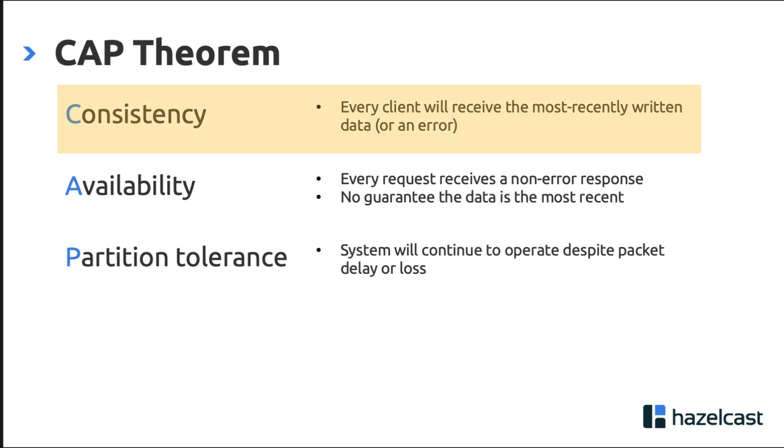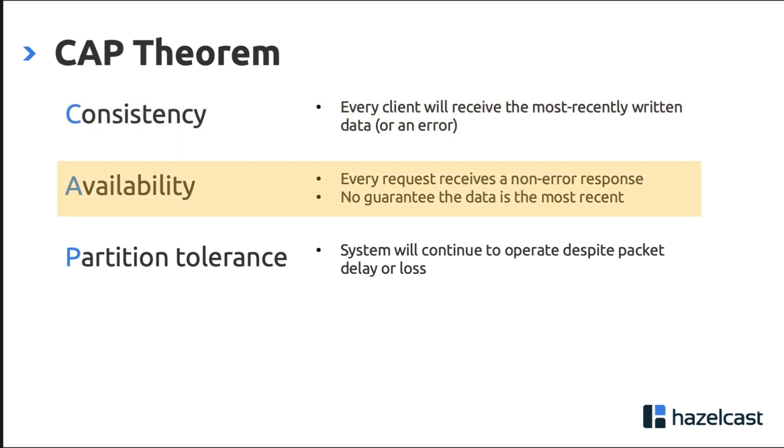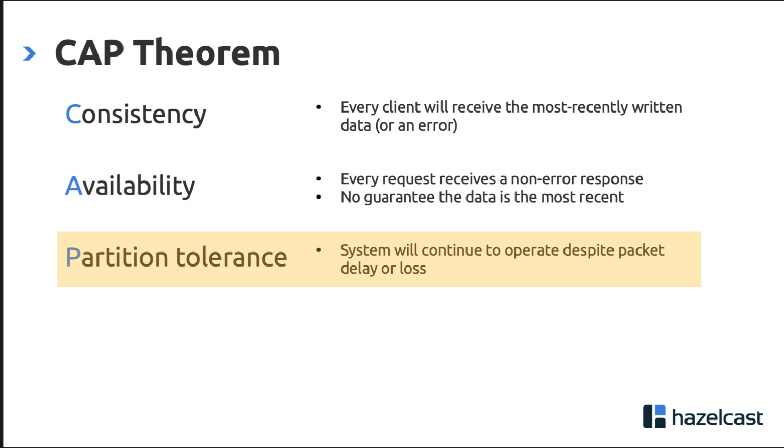Consistency means that a client requesting data will always receive the most up-to-date entry. If the system cannot guarantee that the entry is up to date, it will return an error. Availability means that the system will respond to a request with whatever data is available. However, there's no guarantee that the data is the most up-to-date data available. Partition tolerance means that the distributed data store itself will continue to operate even if there's packet loss, in other words, a network problem, between the members of the distributed system.